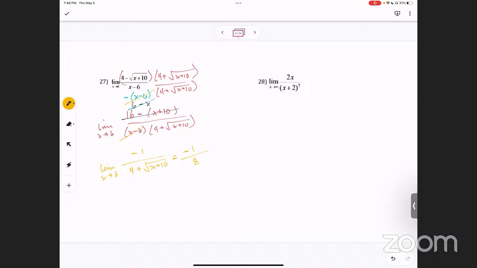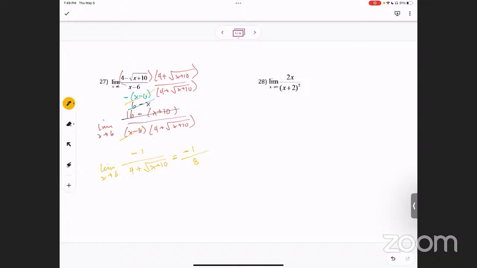How about next, 28? I don't think we've done this one. So this, shouldn't I distribute the squared? Not really. It's not really distributing it, you should multiply it out. You can't just say x squared plus 4, you know that, right?